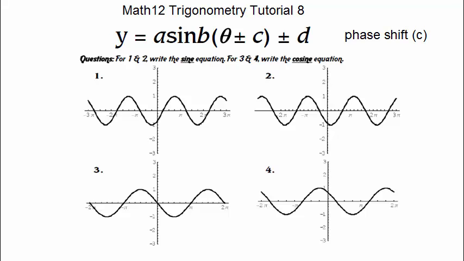Alright, so in Part 8, we're going to talk about phase shift. This phase shift, the C part, is considered the hardest part in trigonometry functions. Actually, by itself, it's not that bad. But when it combines with the period, the B, then it gets confusing. Alright, let's see.